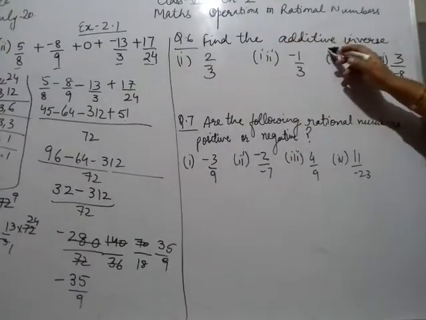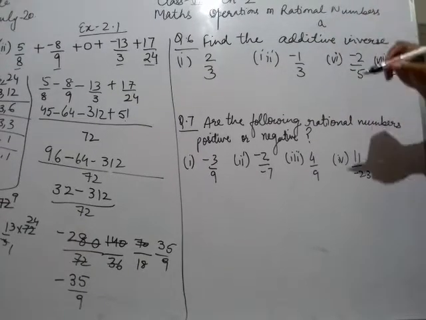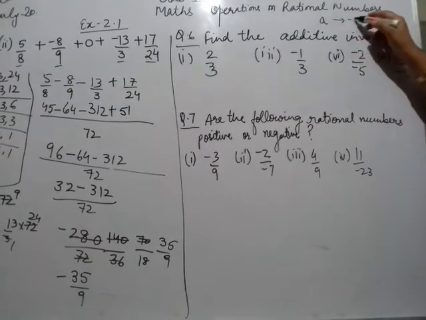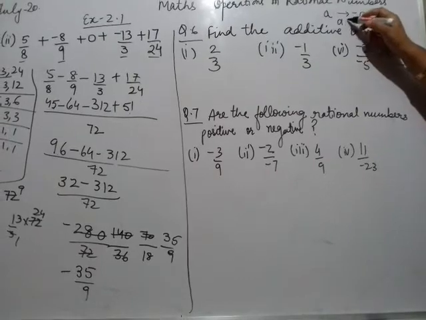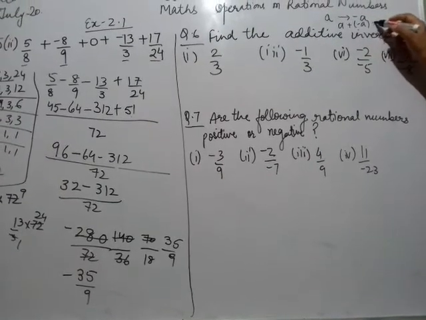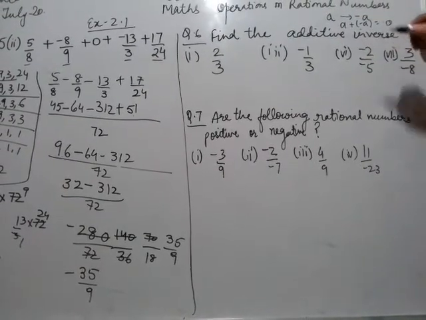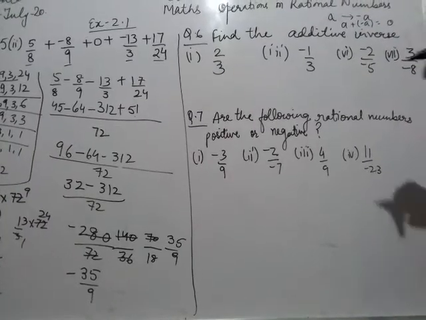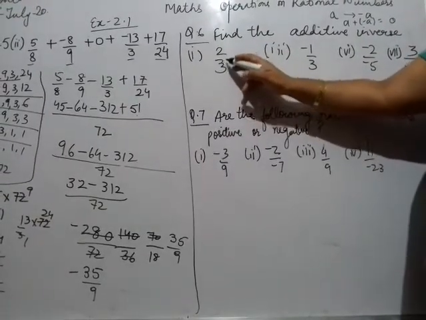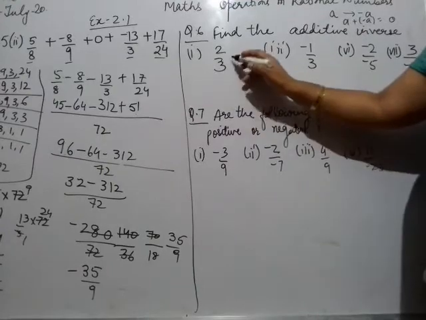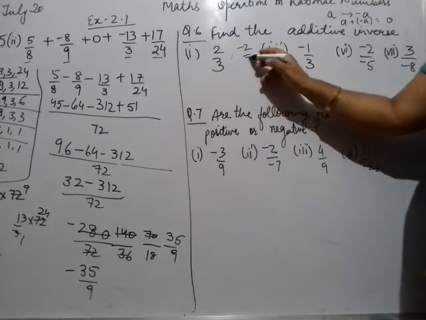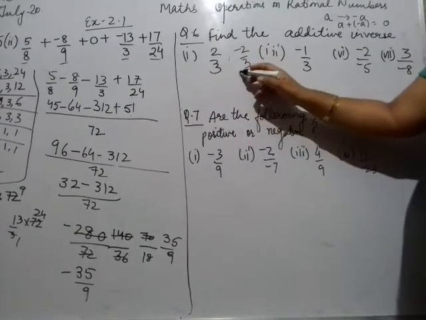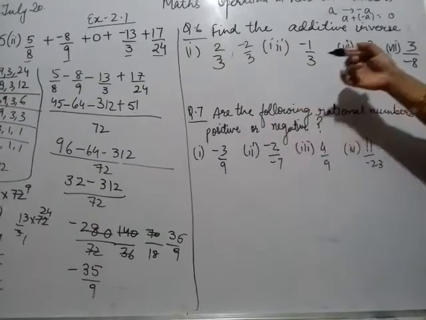What is the additive inverse? If A is any rational number, then minus A is its additive inverse, because A plus minus A, the addition of both, will be 0. This is called additive inverse. Now if 2 by 3 is a rational number, the additive inverse will be minus 2 by 3. Then if we add these two, the result will be 0.